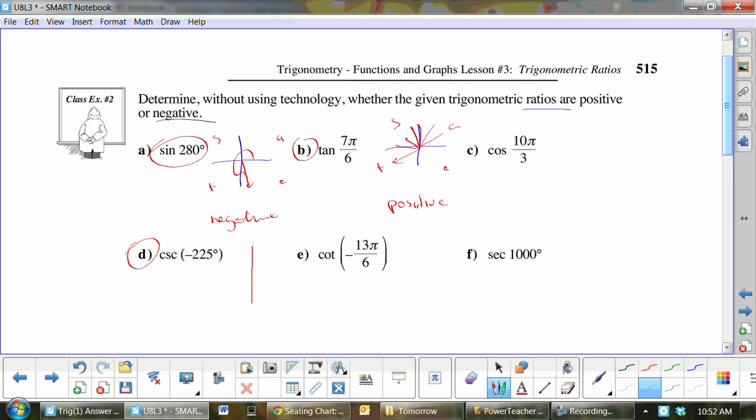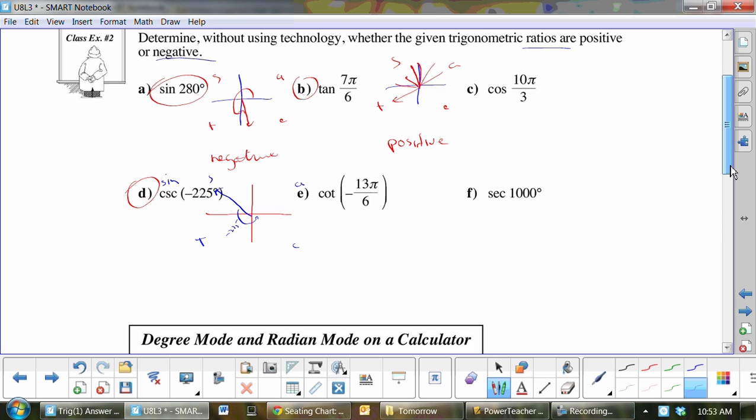Now, draw a picture. Negative 225 means we're going this way, the opposite direction, right? There's 180, and there's 270, so we better be somewhere around here. So that is my negative 225. So we are going to end up in quadrant 3. Put our CAST rule down. Now, who's cosecant's buddy? Sine, right? So if sine is the buddy, it follows those rules. What is the rule for quadrant 3? Positive.